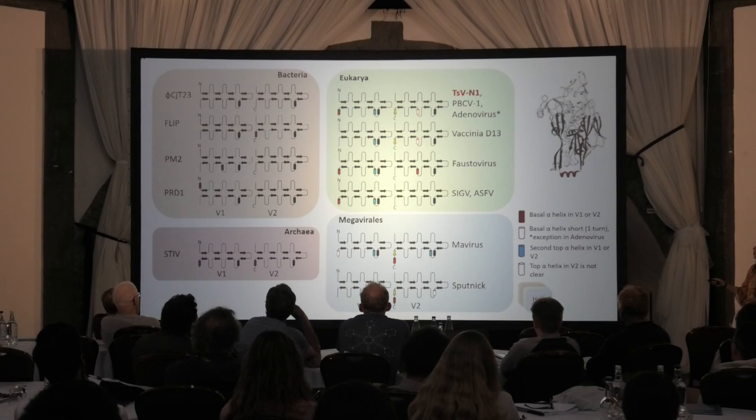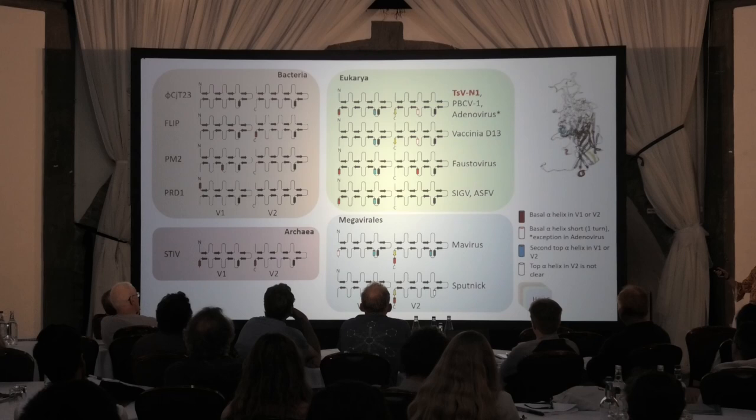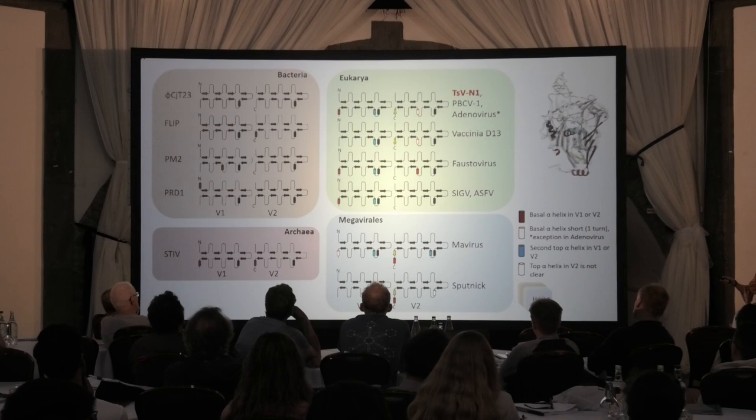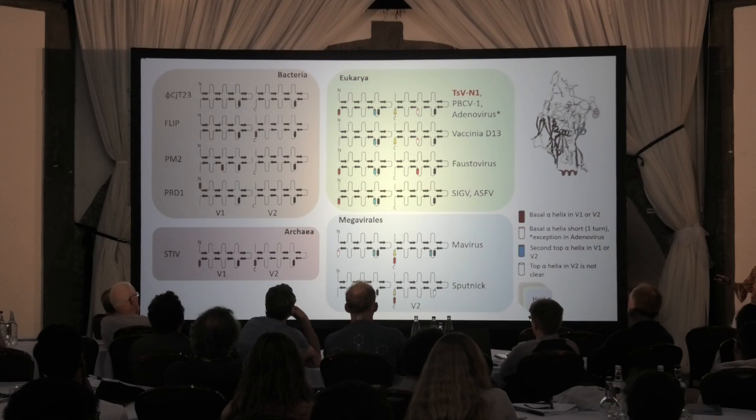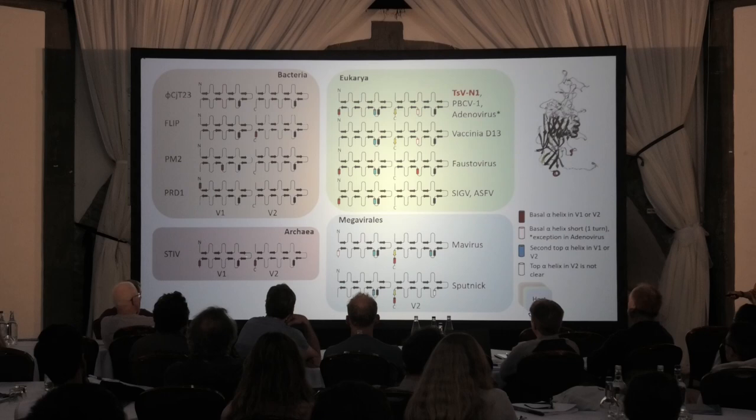Okay, if we look carefully at the folding of this major capsid protein, it's very similar to PVC1 and adenovirus, and also conserves special features. For example, this basal alpha helix is present in Faustovirus and in this virus, and also in archaea. The equivalent of this alpha helix in bacteria is not conserved, it is moving into different loops.